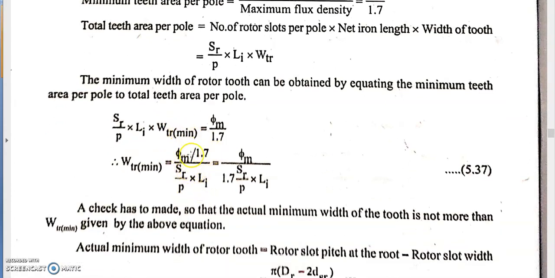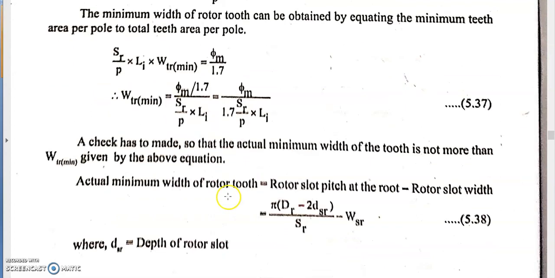So from this we are calculating the minimum width of the rotor tooth, and the actual rotor tooth width we are calculating from the dimension, that is, we are subtracting the width of the rotor slot from the rotor slot pitch. So we are getting the actual width of the rotor tooth. So this is the formula, by dimension we are calculating this. This condition also has to be verified, whether the calculated width of the rotor tooth satisfies this condition. So this is about the design of the slip ring rotor.